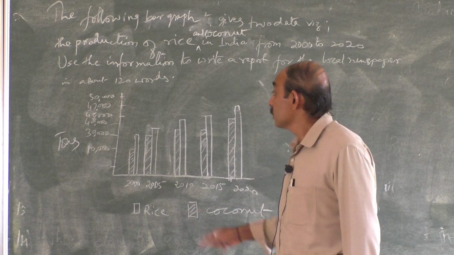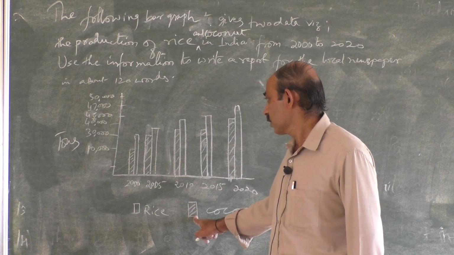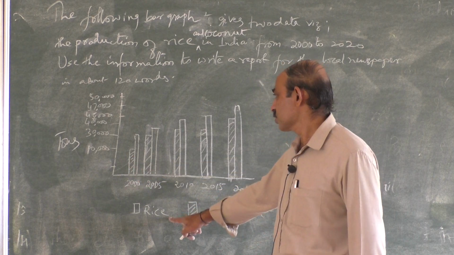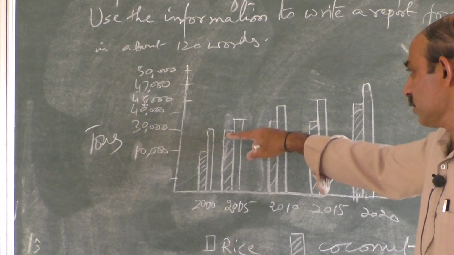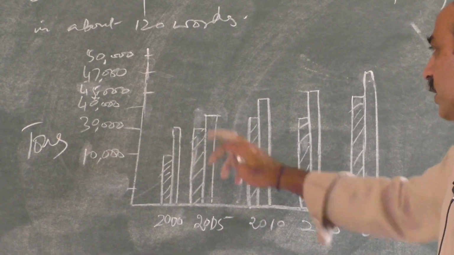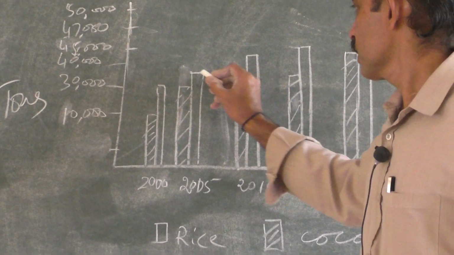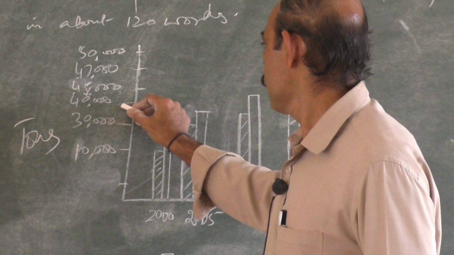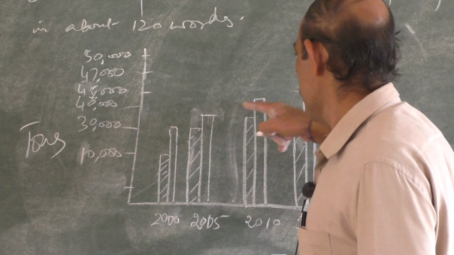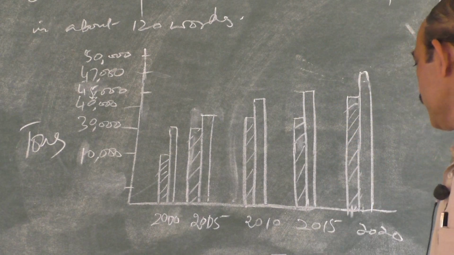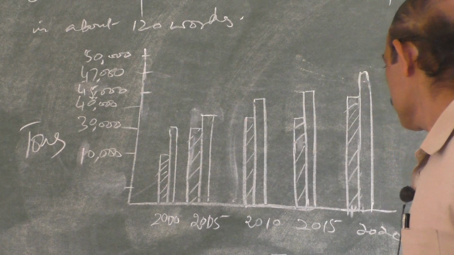Now look at the very bar graph. In 2000, the production of coconut is 10,000 tons, then rice 30,000. Look at the production of rice and coconut in 2005: 30,000 coconut and 40,000 rice, and then in 2010 coconut once again 40,000 and rice 45,000. In 2015, the production of coconut is once again 40,000 and the production of rice 45,000.